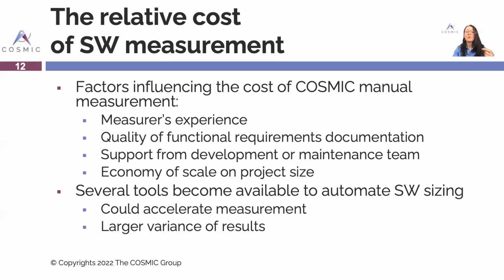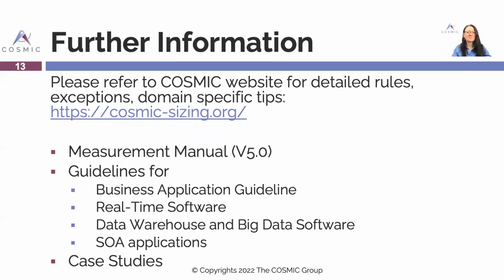But how much does it cost to develop? If you look at the productivity databases that are available, it's roughly 10 hours per COSMIC function point. So if it takes 10 hours to do the software development and only 1 to 2 minutes to do the measurement, it may very well be worth it.